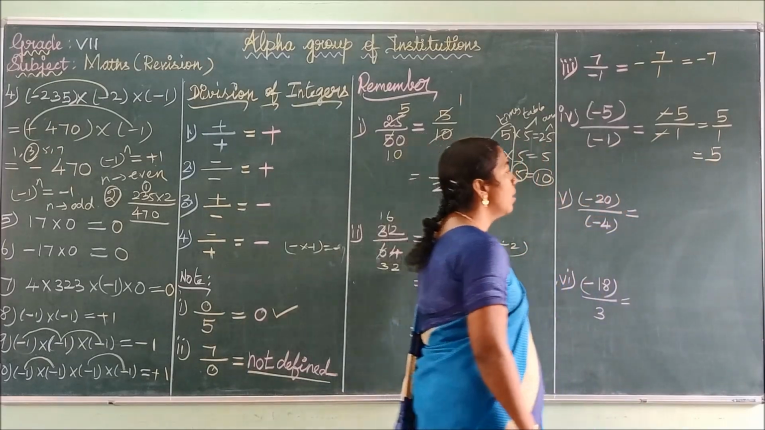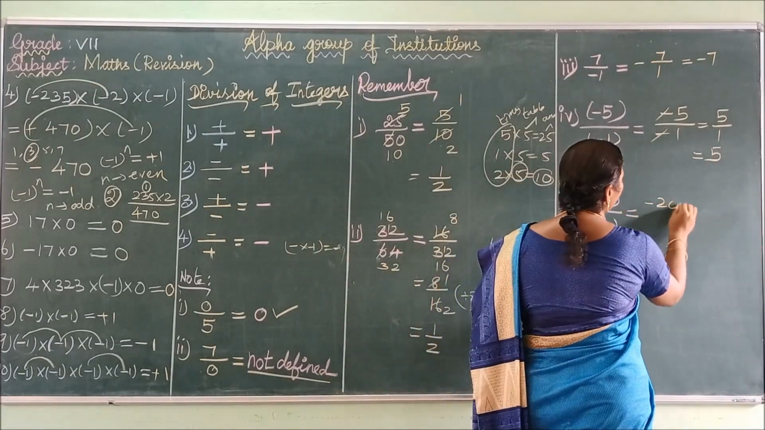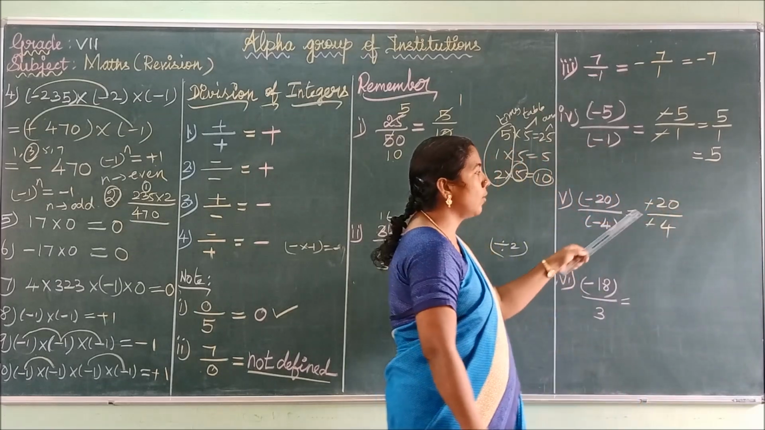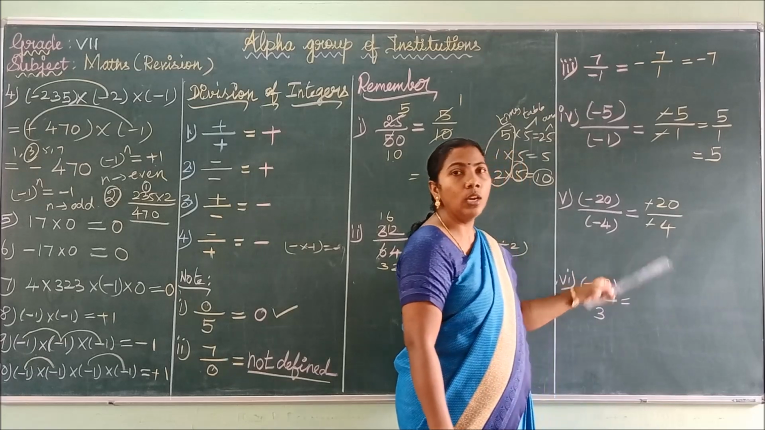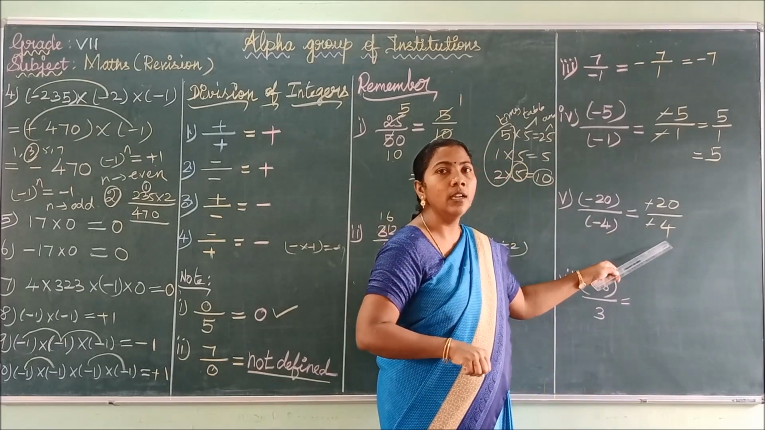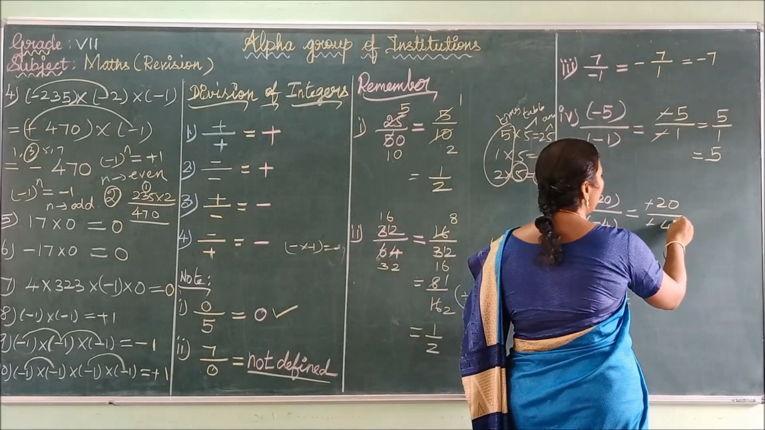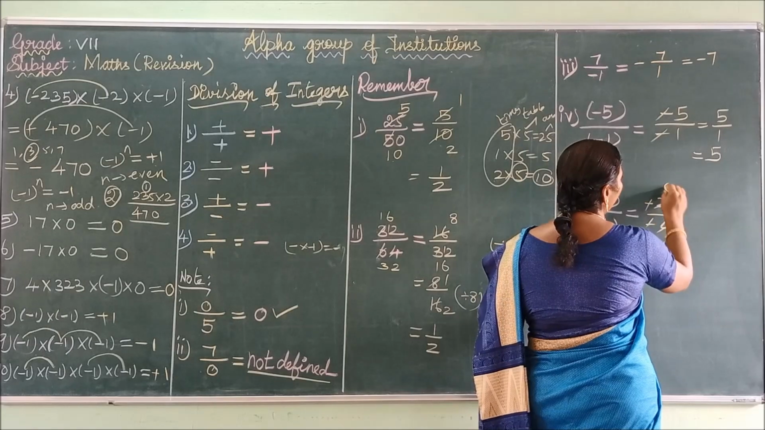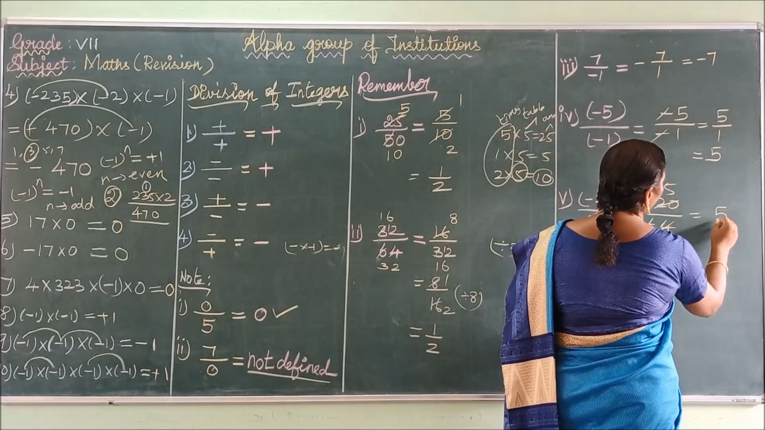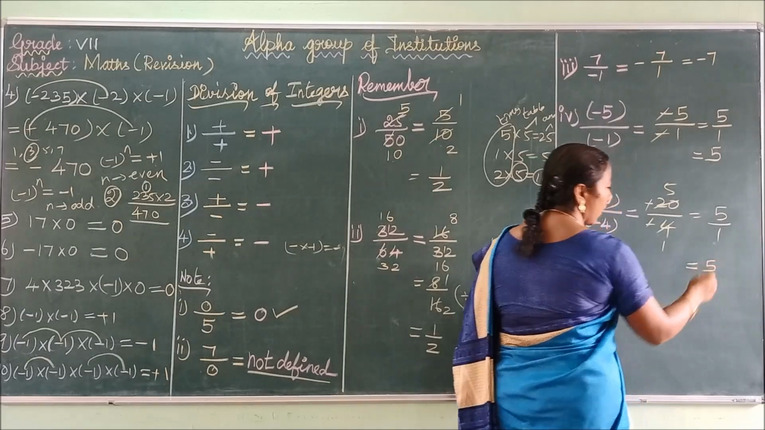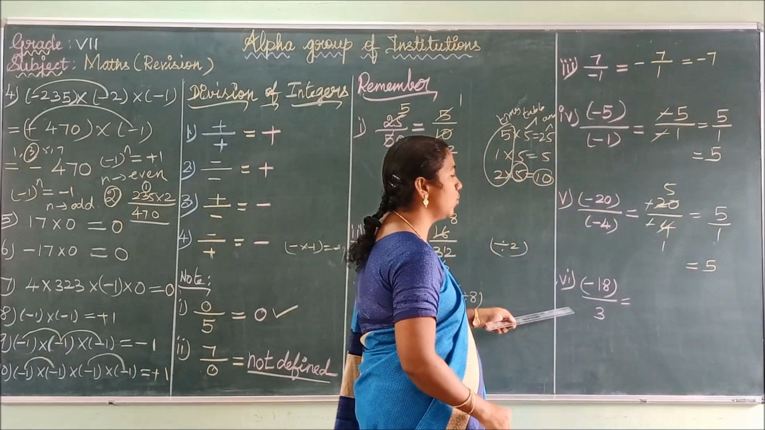See the next one. Minus 20 by minus 4. So both the symbols give a plus answer. Next we have the integers 20 and 4. Now I am going to use the 4 table to cancel both the numerator and the denominator. 4 comes in 4 table 1 time. 20 comes in 4 table 5 times. So your answer is 5 by 1. Leave the denominator 1. So your answer is 5. Is it clear? See the next one.